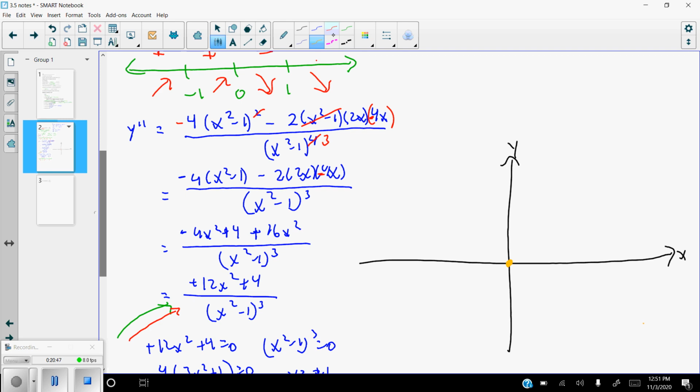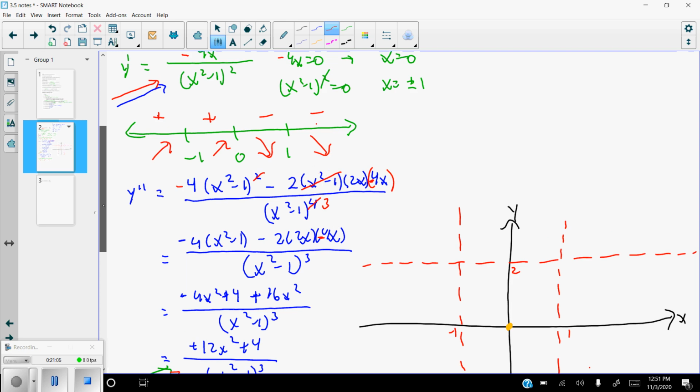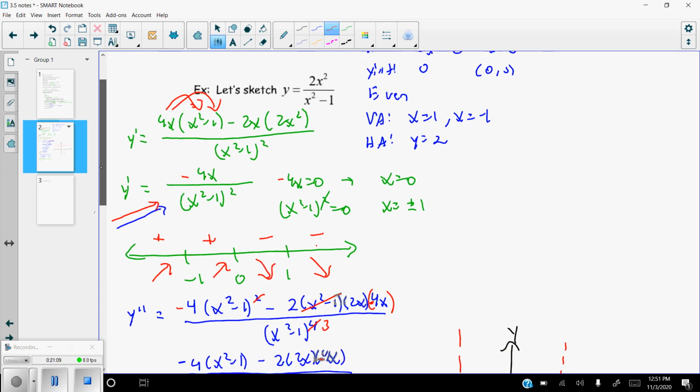It looks like we have vertical asymptotes at x equals 1 and -1, and a horizontal asymptote at y equals 2. So x equals 1, x equals -1, and y equals 2, someplace up here. So we'll just say that that's y equals 2. So that's the easy part. We'll do the pre-calc stuff there first. Okay, that's all that stuff.